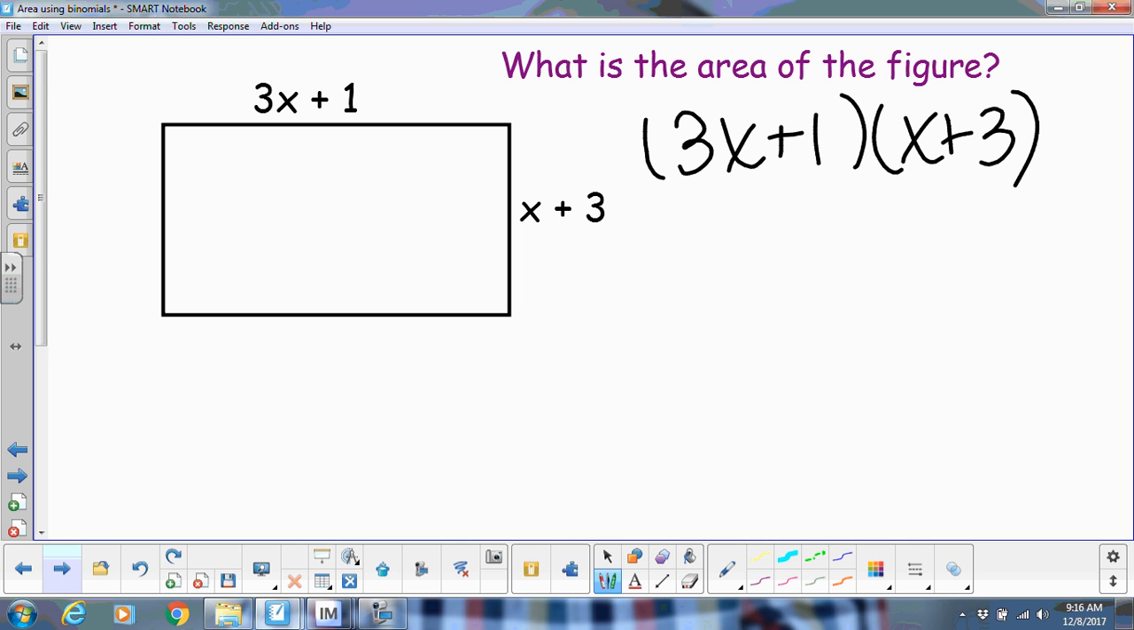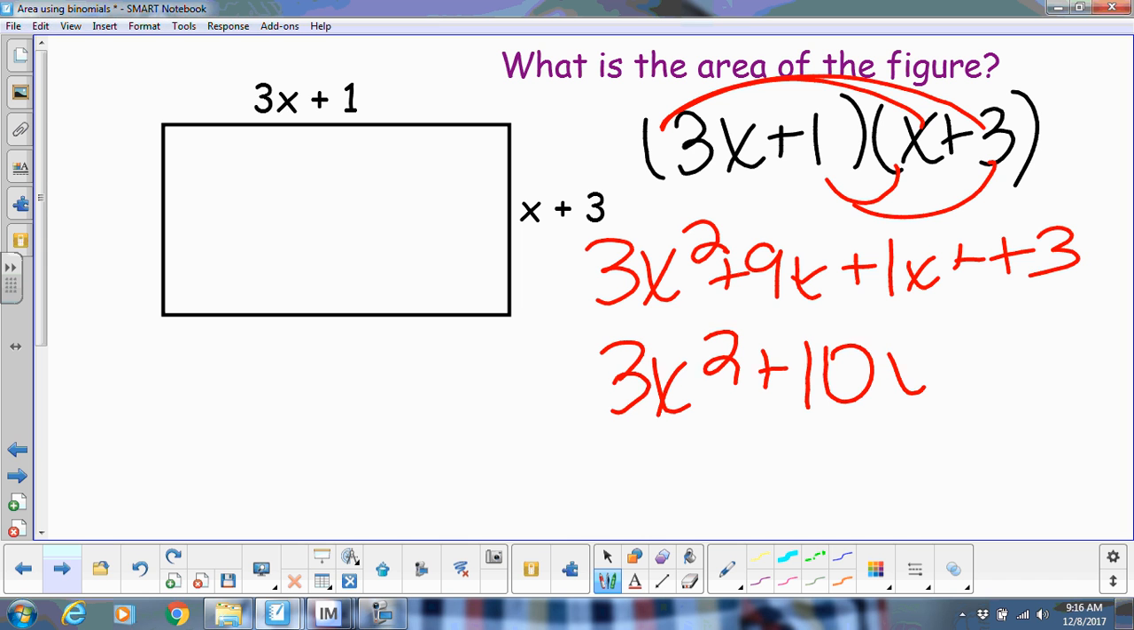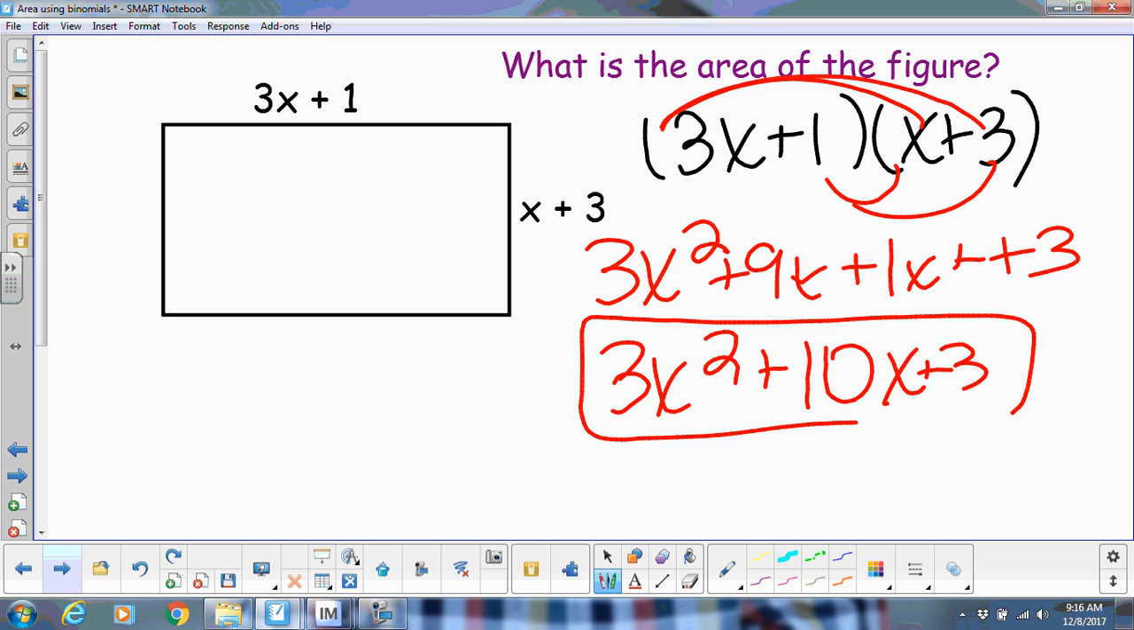3x squared. Okay. All right, 3x squared plus 9x and plus 1x does in fact give you 10x. So 3x squared plus 10x plus 3, right? Okay, easy enough. All right, so the next one though, right, is where we start putting them together.